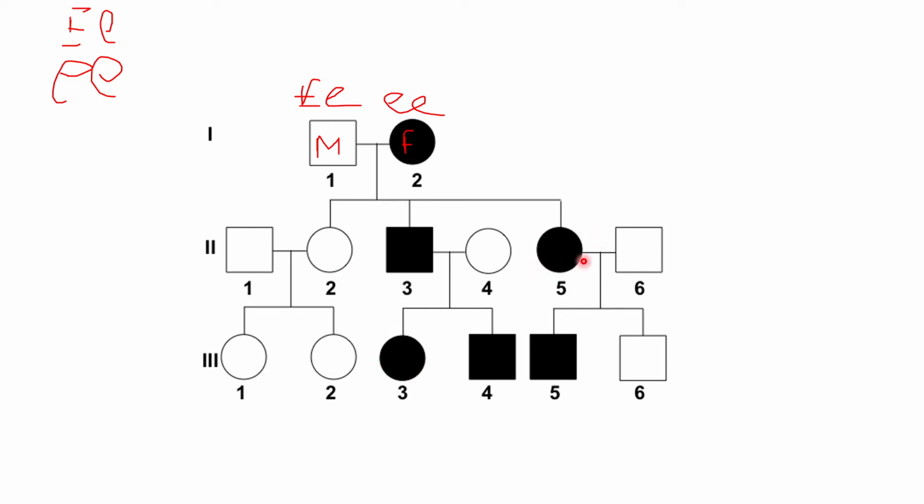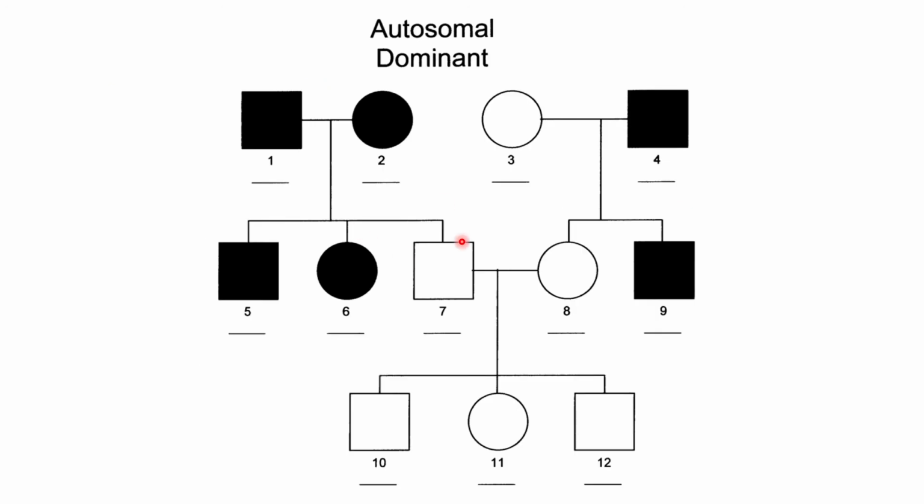And then you've got number 5, which was affected, so they've also got 2 recessive genes, alleles, not sure. The person they married also does, because number 5, third generation, also is affected by the recessive trait. Yeah, that's it. On to the next slide.